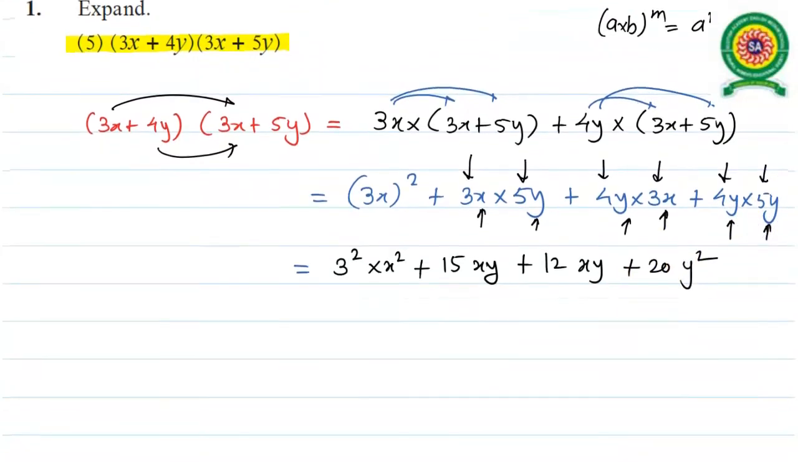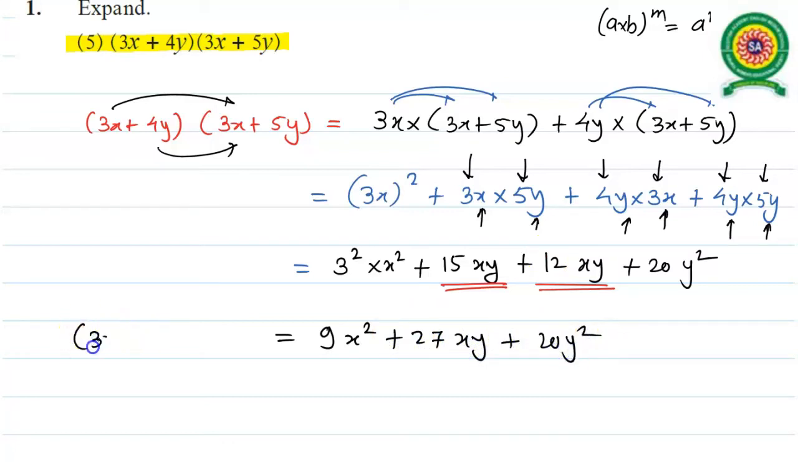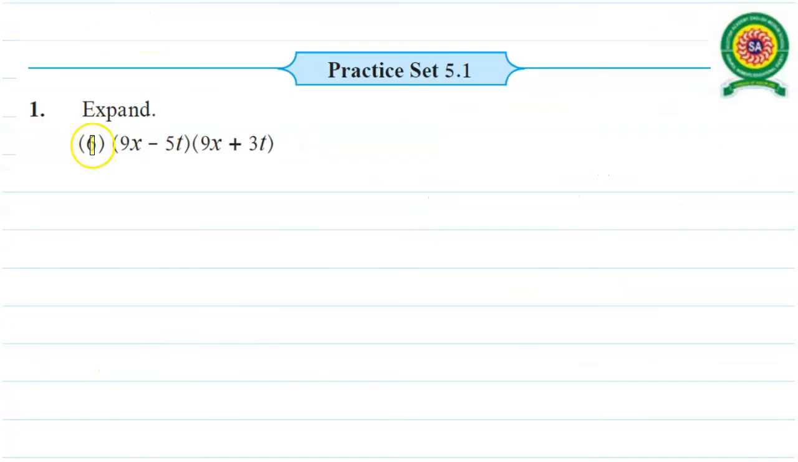So that we can easily simplify now 3 square as 9, x square as it is, 15xy plus 12xy. 15 plus 12 we are having 27. So I am writing plus 27xy plus 20y square as it is. So the expansion of (3x plus 4y) into (3x plus 5y) is of the form 9x square plus 27xy plus 20y square.